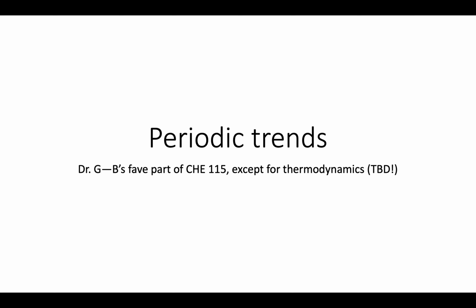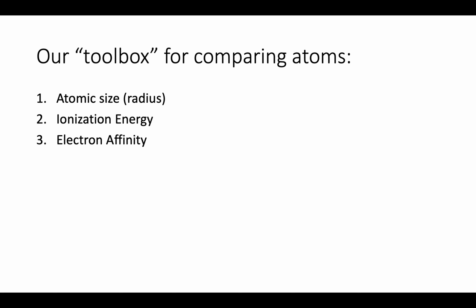Periodic trends has always been one of my most favorite parts of chemistry, so I'm so excited to walk you through the periodic table, unlock even more of its secrets, and learn about the trends that govern the way elements react with each other and with their environment. When we talk about these trends, the take home that we have is we gain three tools by which we compare elements to each other: atomic size, ionization energy, and electron affinity.